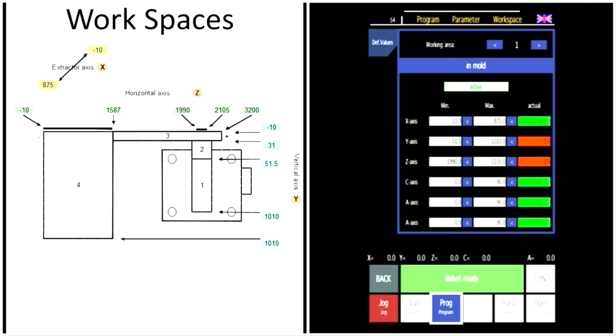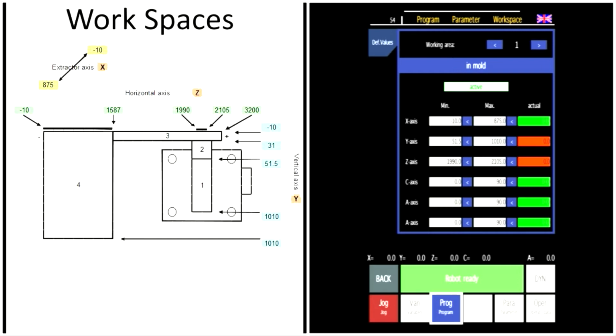Notice on my left hand side here I have a drawing of a workspace. Our workspaces are divided into 4 different sections. Workspace number 1 is down inside of the mold. Workspace number 2 is above it. It's kind of like a safety area. Workspace 3 is our traveling area that goes back and forth into workspace 4.